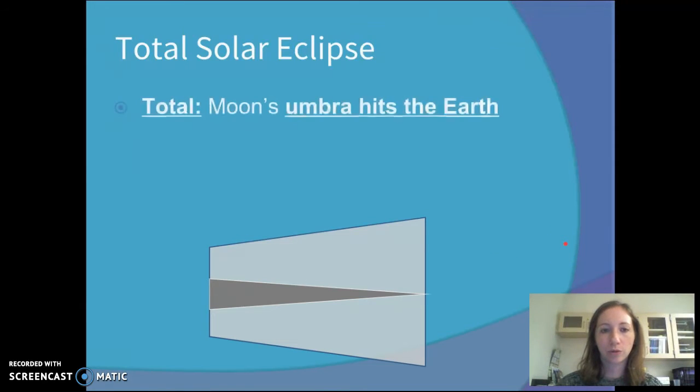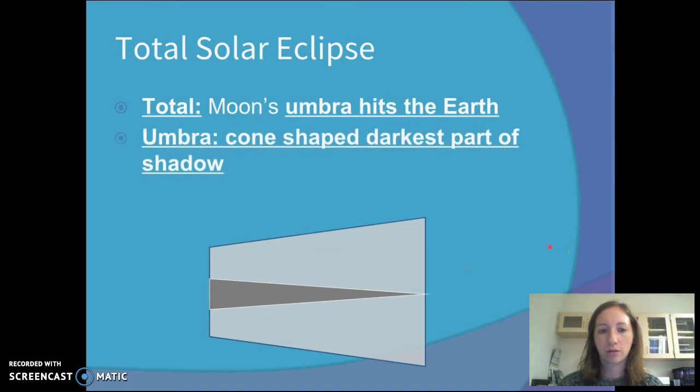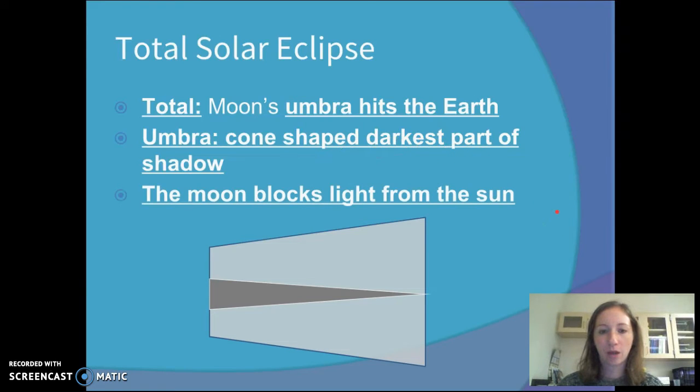Alright, a total solar eclipse. That's when the moon's umbra, that's the darkest part of its shadow, hits the Earth. It's a cone-shaped, darkest part of the shadow, the umbra. And the moon blocks the light from the sun at this part.